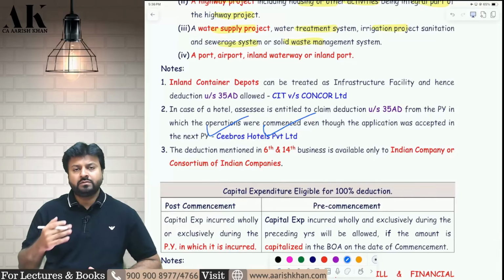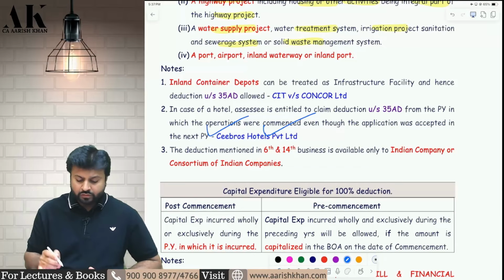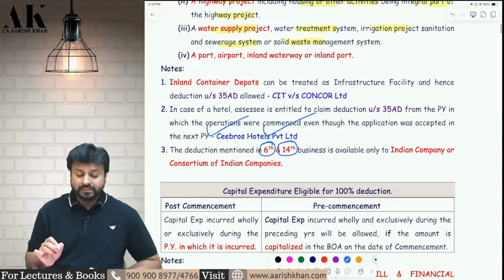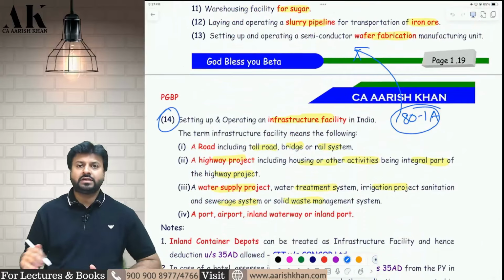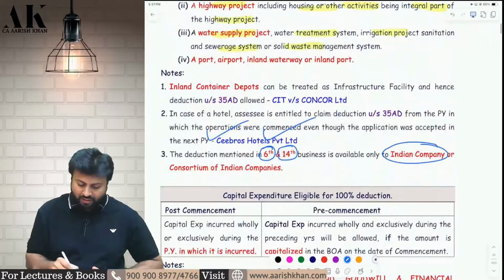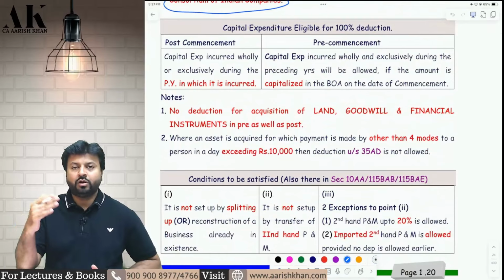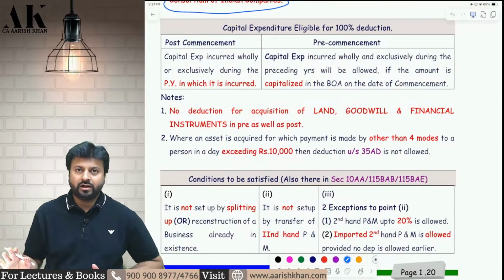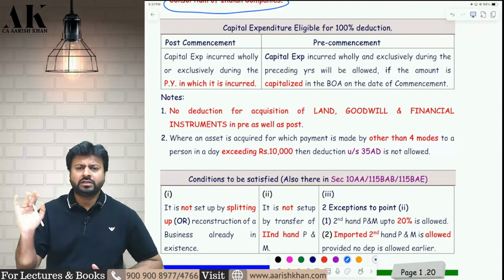So you will enjoy the deduction from the year of application and not the year in which your application is approved. Similarly, one more point you need to keep in mind: the 6th business and the 14th business. The 6th business is cross country pipeline and the 14th business is infrastructure facility, which I generally call Adani and Ambani's business. The 6th business is done by Ambani and the 14th by Adani, in most places in this country. These 2 businesses are only allowed to an Indian company or a consortium of Indian companies. Consortium means a joint venture of Indian companies. It is not available to all persons in general, only to these 2 categories.